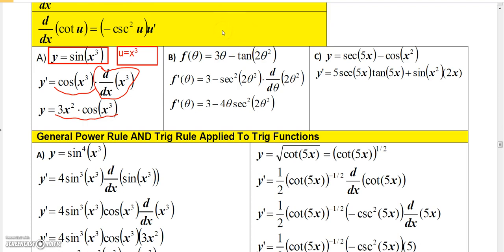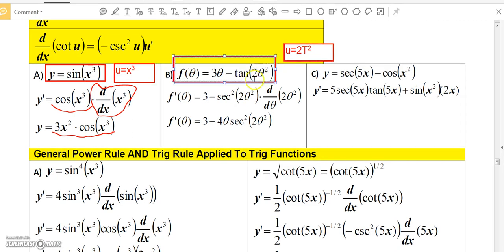Now, the next one, I went ahead and used a different independent variable using theta here. But for this one, I want to find the derivative of 3 theta minus tangent of 2 theta squared. I didn't have theta on my keyboard, so I just went ahead and wrote this as 2t squared, but just let t be theta. So the u is actually the 2 theta squared that's in here. So that's actually what we've got there, is that we have tangent of u here, where u is 2 theta squared. So we take the derivative of this just like we did for many others.